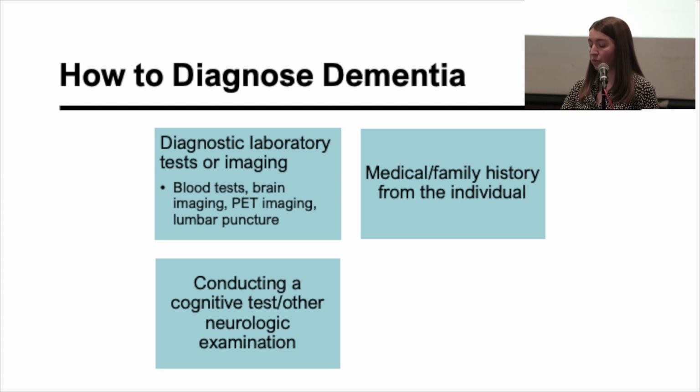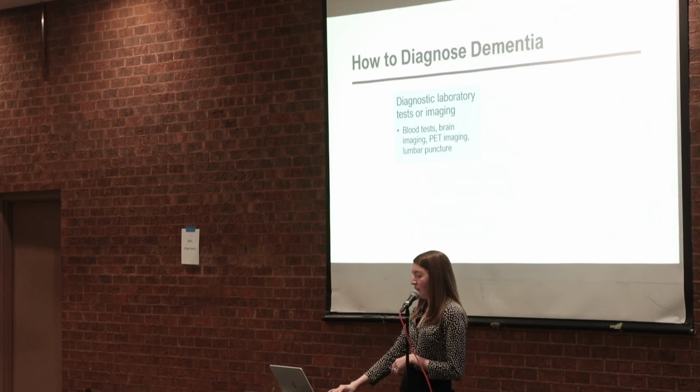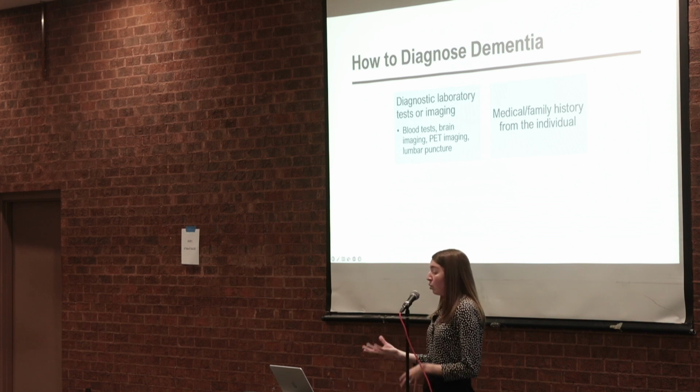These could include a diagnostic laboratory test or other imaging. This isn't necessarily done first, I'm just showing it first, but this would include maybe blood tests and brain imaging. I'm just going to quickly go over this because I really want to touch on some things that are more practical to us as non-clinicians, but just know that this is part of the diagnosis of dementia.